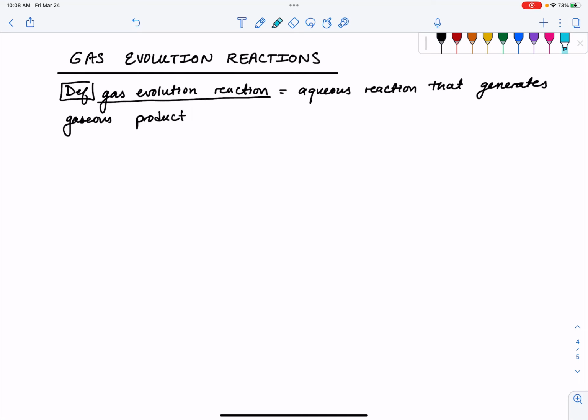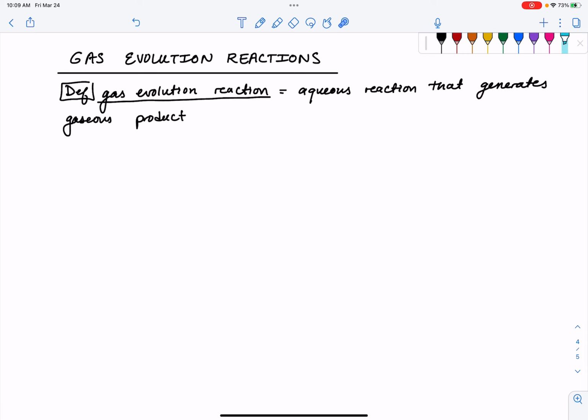Okay, this is our fourth and final part of our lecture video for Friday, March 24th, where we begin our discussion about the next class of aqueous reactions that you'll see in Chem 210, which is a gas evolution reaction. So I've thrown the definition of gas evolution reactions up here on the board, where I state that a gas evolution reaction is any aqueous reaction that generates some kind of gaseous product.